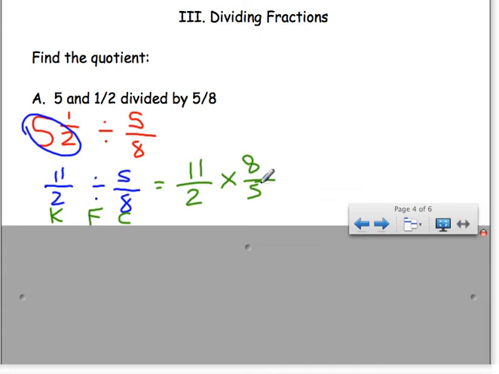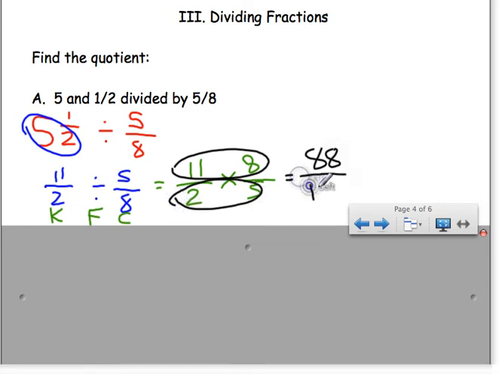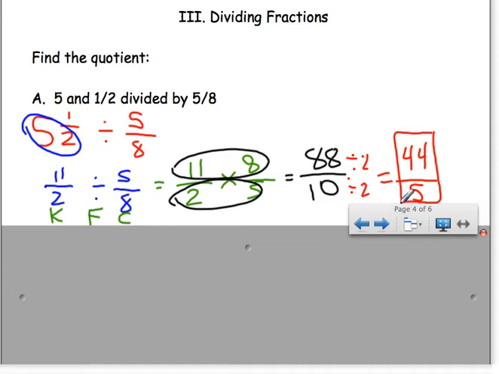Now I just need to multiply using the exact same rules that I learned in slide 2. If I multiply straight across, 11 times 8 equals 88. 2 times 5 equals 10. I can simplify this by dividing by 2. And that's really 44 over 5. That would definitely be simplified. I could also go one extra step and turn it into a mixed number.